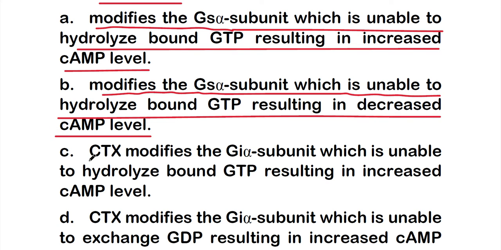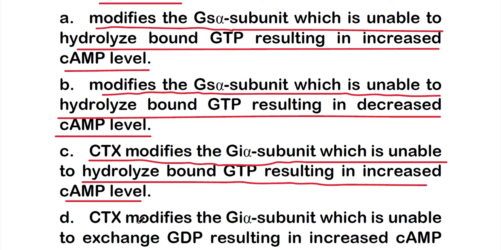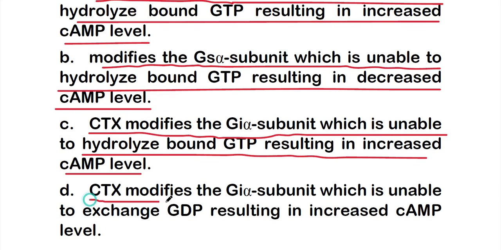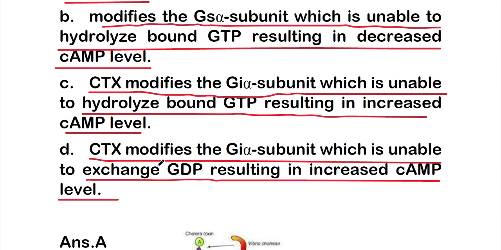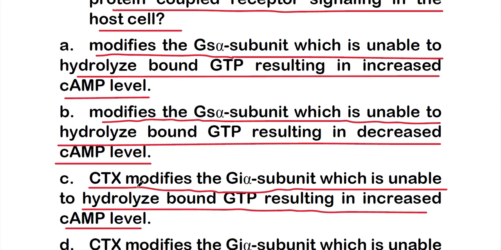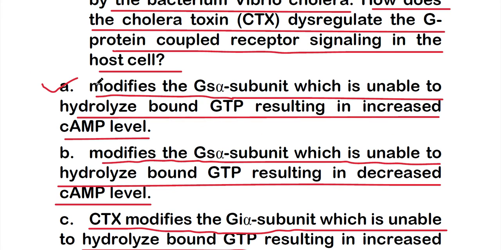Option C, cholera toxin modifies the Gi alpha subunit which is unable to hydrolyze bound GTP, resulting in increased cAMP level, or option D, cholera toxin modifies the Gi alpha subunit which is unable to exchange GDP, resulting in increased cAMP level. So which option is the correct one about the cholera toxin? Option A is the correct one. Here we can see this cholera toxin modifies the Gs alpha subunit which is unable to hydrolyze bound GTP, resulting in increased cAMP level.